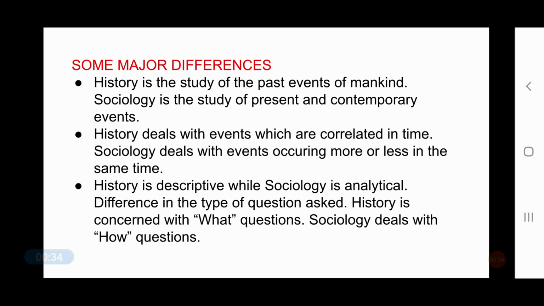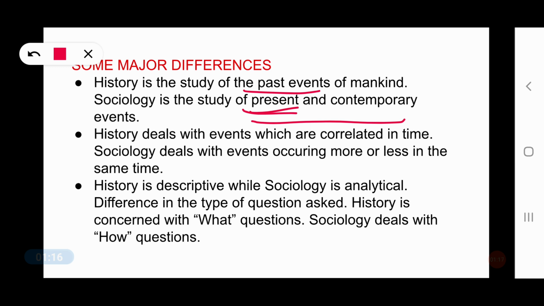So, having discussed the definitions of the two subjects, we now move on to see some major differences between the two disciplines of history and sociology. First, history is the study of the past events of mankind, while sociology is the study of the present and contemporary. We all know this: history is the study of the past of man, while sociology is concerned with the study of the present society, of whatever happens in the present and the contemporary world.